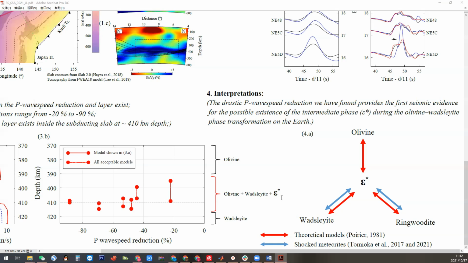And if this epsilon phase does exist on Earth, the new transformation pathway it provides will significantly enhance the transformation from Olivine to Wadsleyite in the subducting lithosphere.